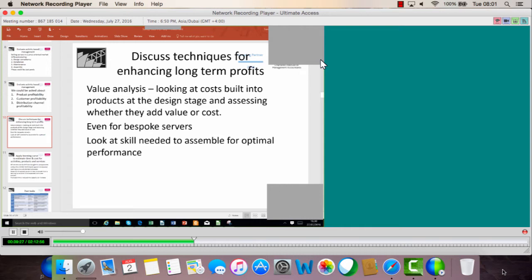Now, the importance of me making a distinction between the two is that we need to understand that when products are designed, we design in cost. So 80% of the total cost that we will incur will be committed at the design stage.